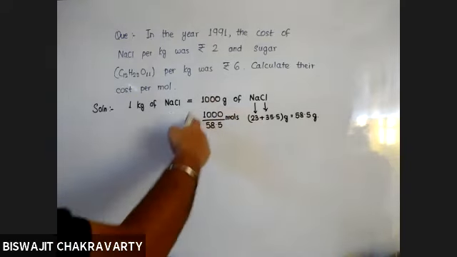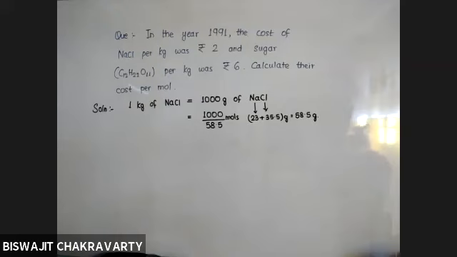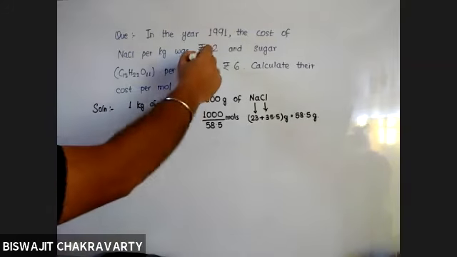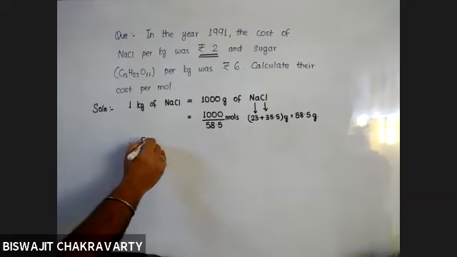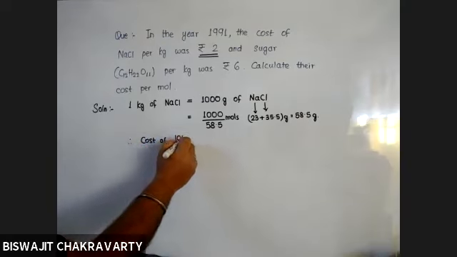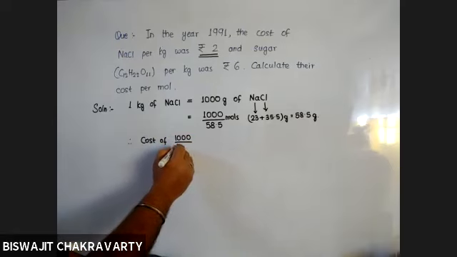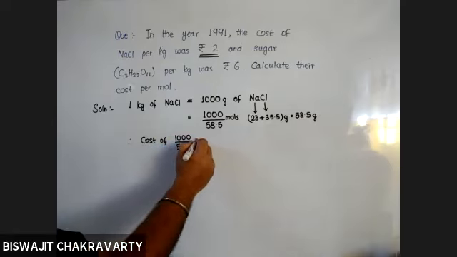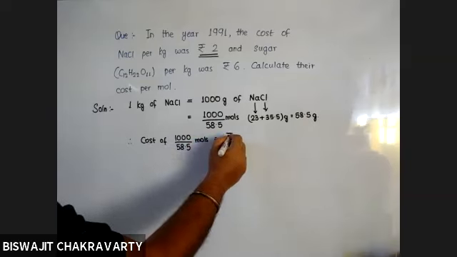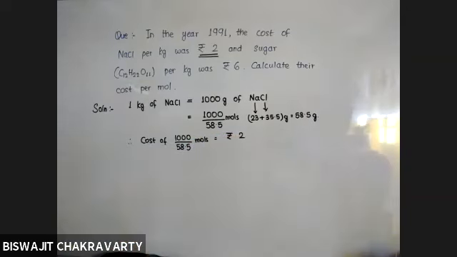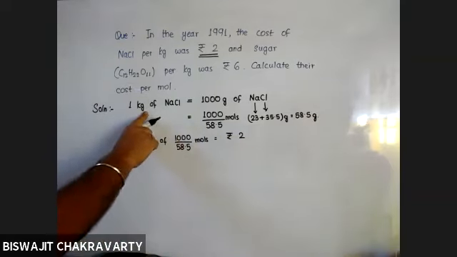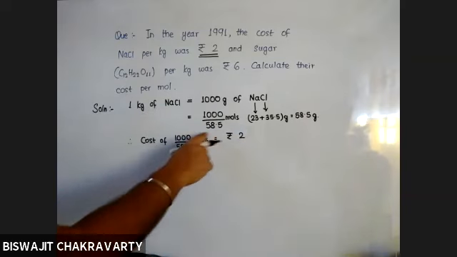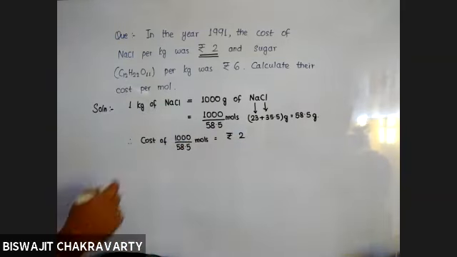What is the cost of this mole? Into 2. Therefore, the cost of 1000 by 58.5 moles is equal to rupees 2. Clear or not? Yes, sir. Now you have to calculate per mole.